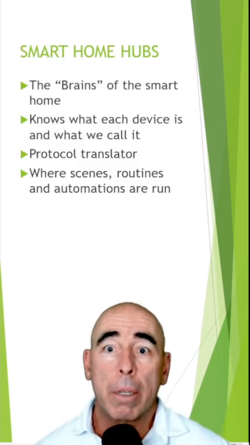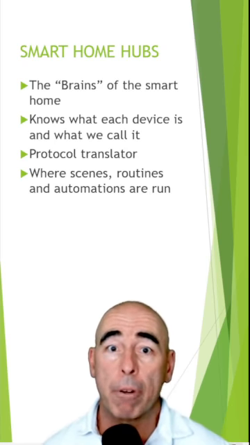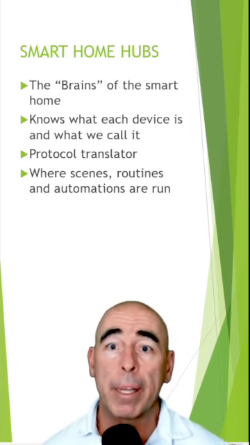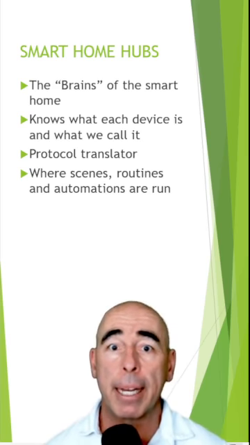Let's start with a local-only smart home hub. A smart home hub is the brains in a smart home, and it performs a number of functions. The hub knows what each smart home device does in our home and what we call it. Next, the hub acts as a translator between multiple protocols, so we can have devices from various vendors and be rest assured that they'll most likely work in our environment.